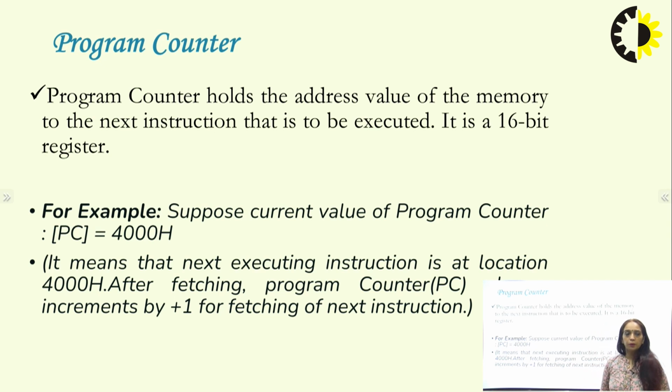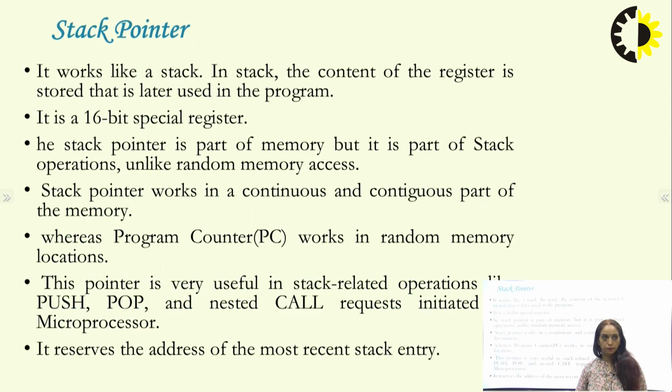Then program counter. Program counter is a 16-bit register which holds the address of the next instruction to be executed. Suppose the current value of program counter is 4000H. It means that next instruction is at the location 4000H. So microprocessor will fetch that operation. And then the program counter will be incremented by 1, so that your microprocessor can go to next instruction.